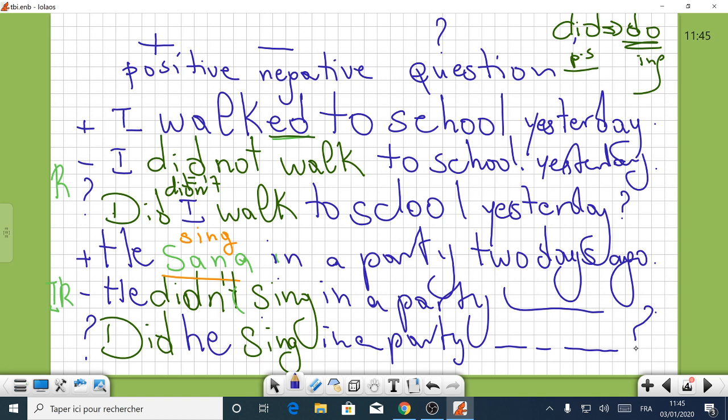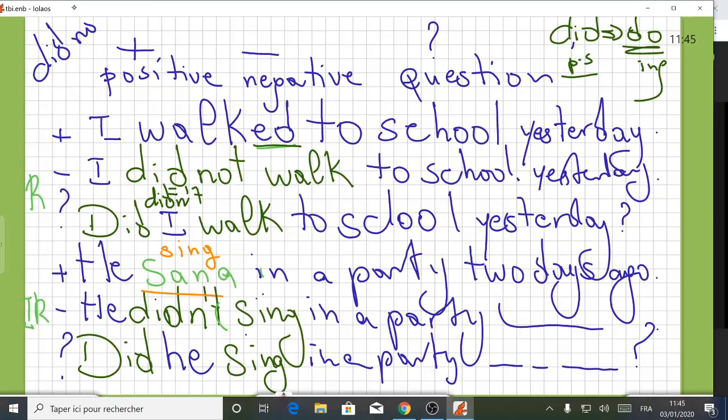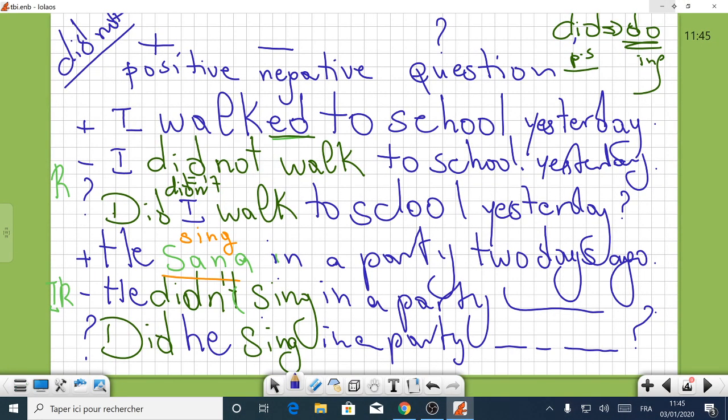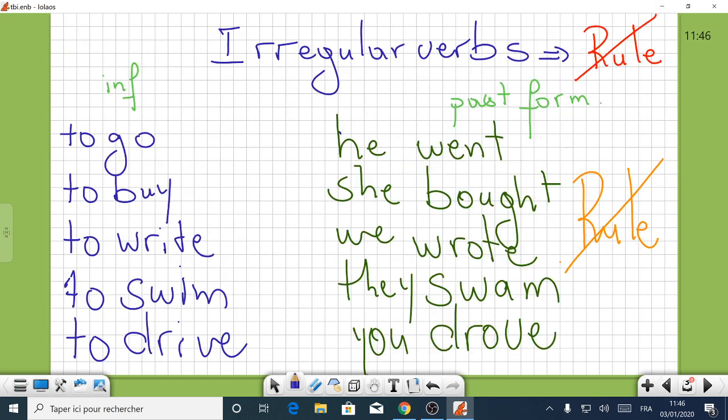So this is the positive, negative, and question form of regular and irregular verbs. What is the key word here? The key word is did not. Positive form, negative form, question form. With negative form didn't, and with the question form we have inversion of the subject and the auxiliary, and this is it. So I go back to the first slide and see what we're doing.